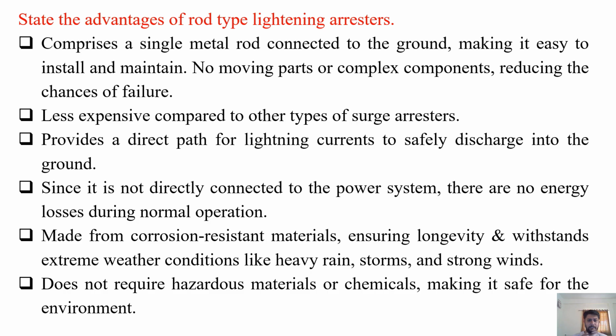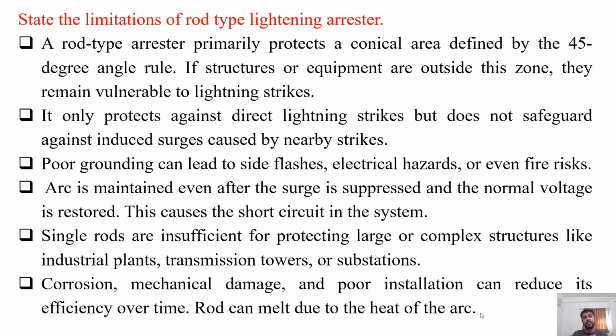It is made from corrosion resistant material, ensuring longevity and withstanding extreme weather conditions like heavy rain, storms, and strong winds. It does not require hazardous materials or chemicals, making it safe for the environment. So these are several advantages of rod type lightning arresters. State the limitations of rod type lightning arrester. So rod type lightning arrester is one of the simplest and oldest methods of protection.